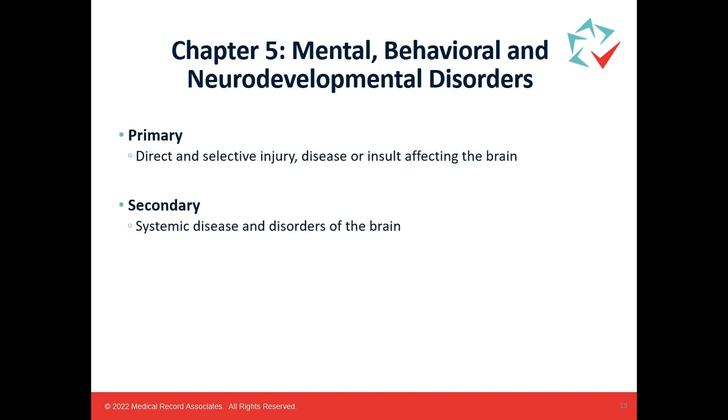The cerebral dysfunction can be either primary or secondary. Primary includes diseases, injuries, and insults that directly and selectively affect specific parts of the brain. Secondary includes systemic diseases and disorders.